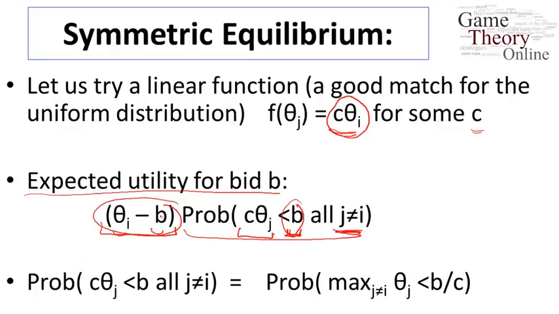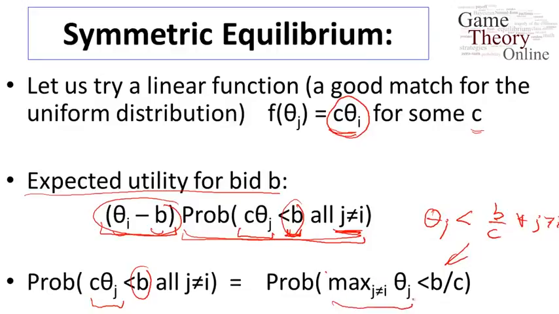Okay, so how do we solve this then? Well, we can now fill in what this probability is, given that we know how the types of others are distributed and how they're bidding. So what's the probability that C times theta_j is less than a particular bid for everybody else? Well, that's just the probability that theta_j is less than B over C for all j not equal to i, which is the probability that the highest of the theta_j's is less than B over C, right? So this is going to be the probability that I win: the probability that the max of all the other theta_j's is less than B over C.